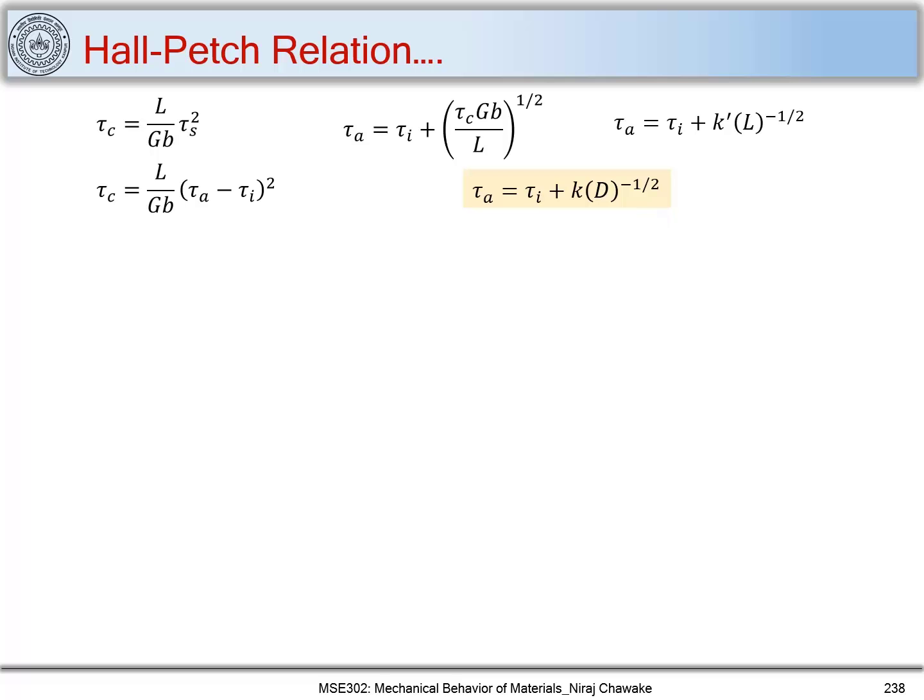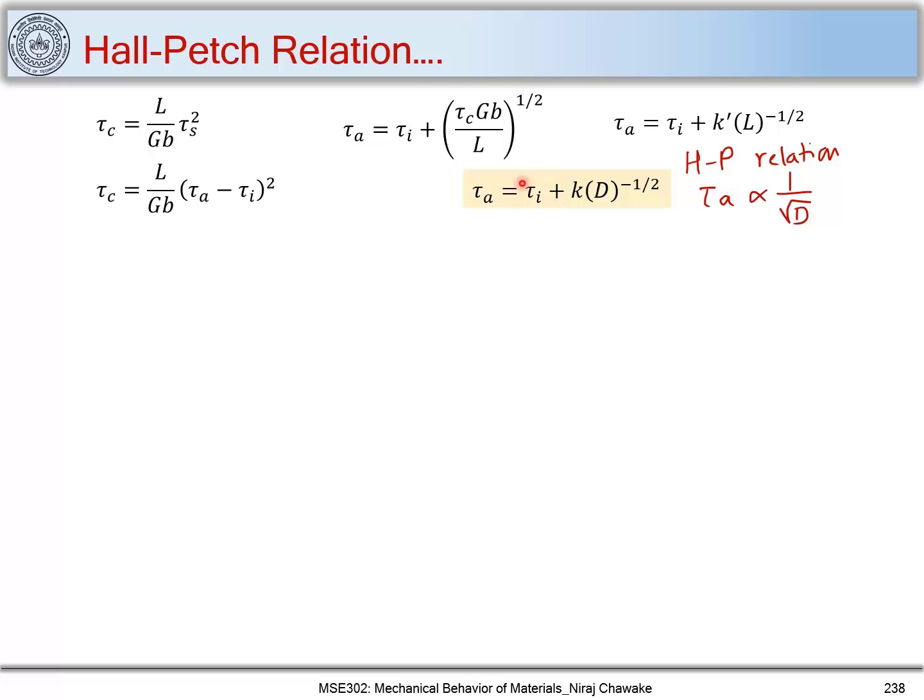Let me write it down here. So this is our classic Hall-Petch relation, which relates the increase in the strength because of decrease in the grain size. So here you can see that tau A is inversely proportional to the square root of d. And this is the relation. This is a classic Hall-Petch relation which we have got.